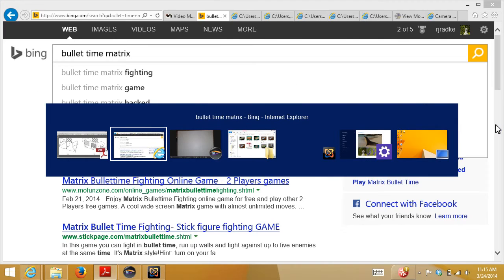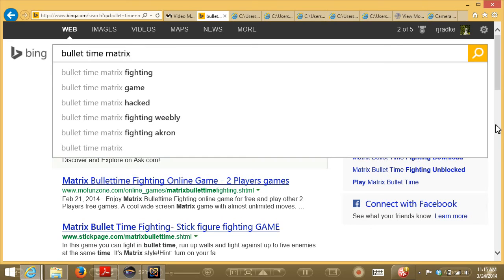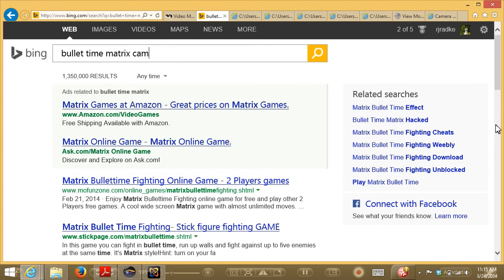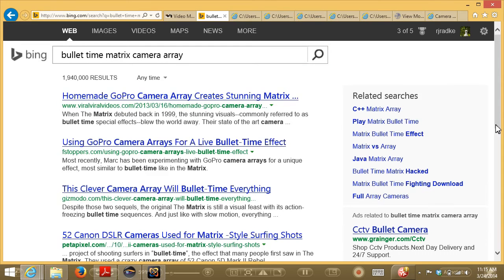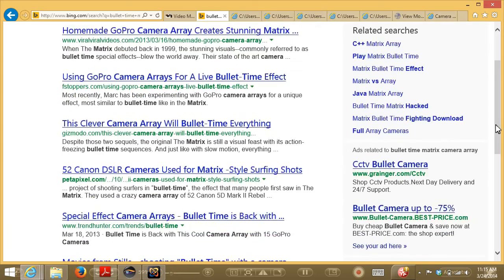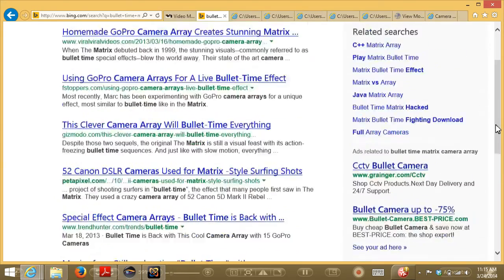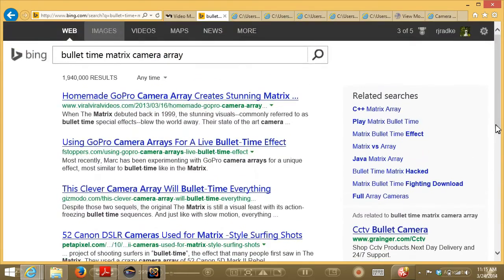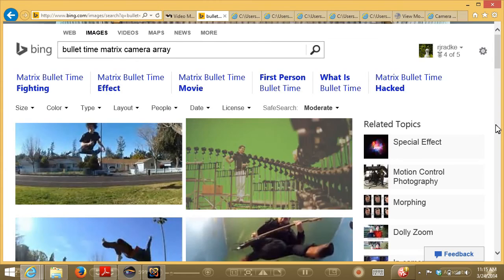I'm surprised actually that my bullet time matrix is not showing up. Let's try camera array. Boy, I'm kind of surprised that this is not like the first result. I know what I want. Yeah, so here's an example, right?